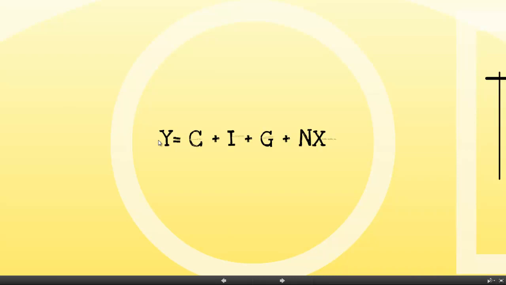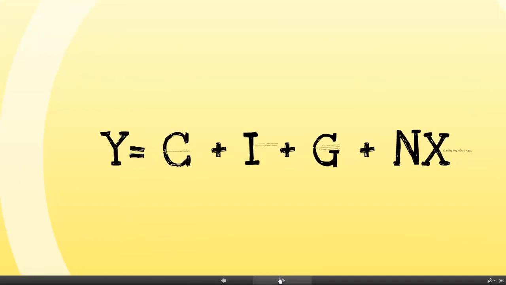So this is the equation for GDP. Y stands for GDP. Y equals consumption plus investment plus government purchases plus net exports. This is how we decide the value of the economy.